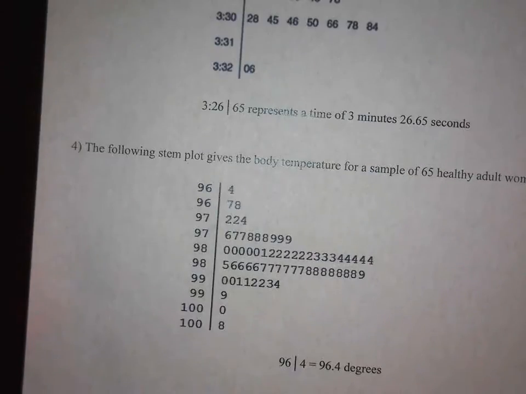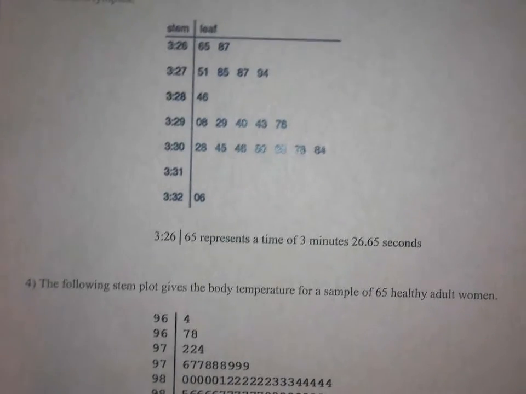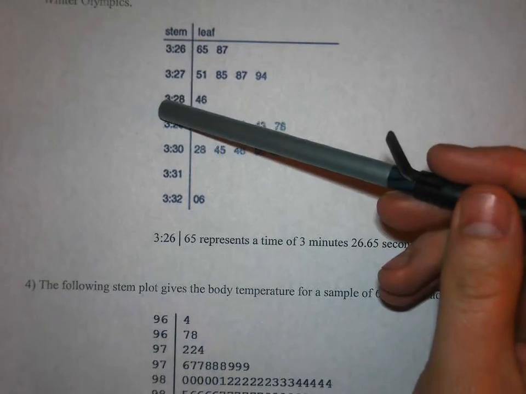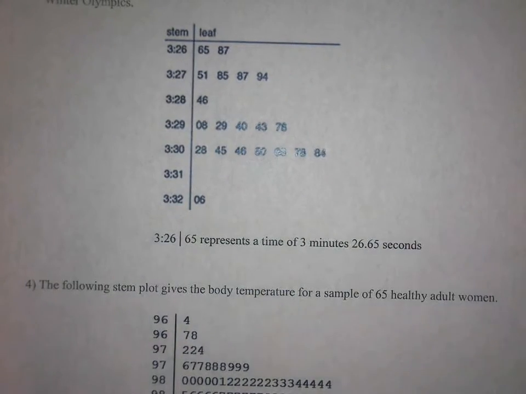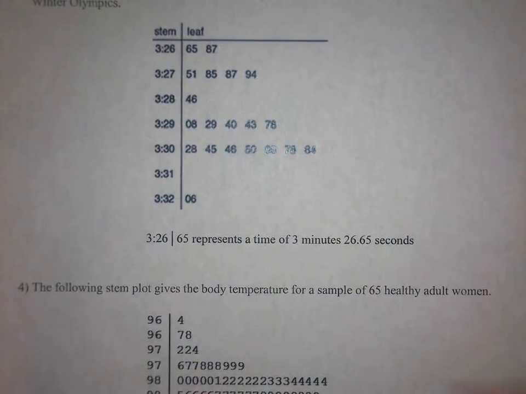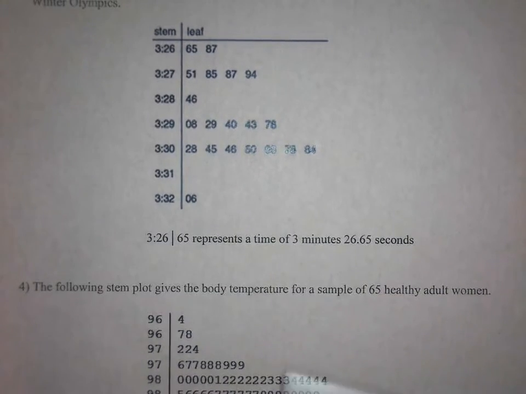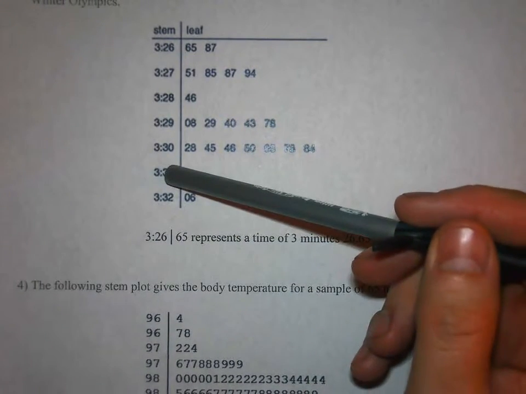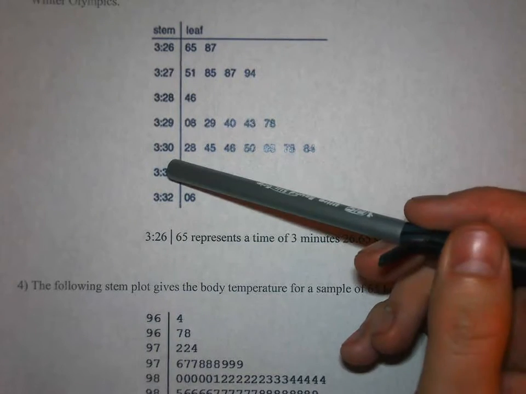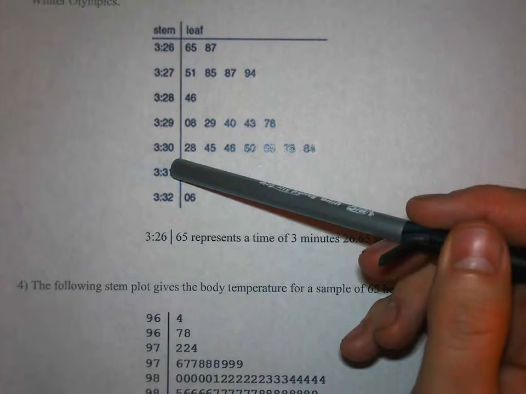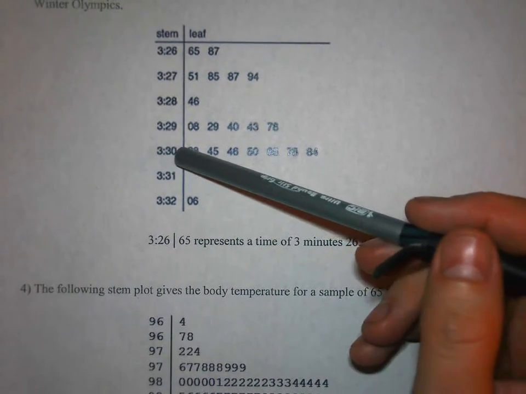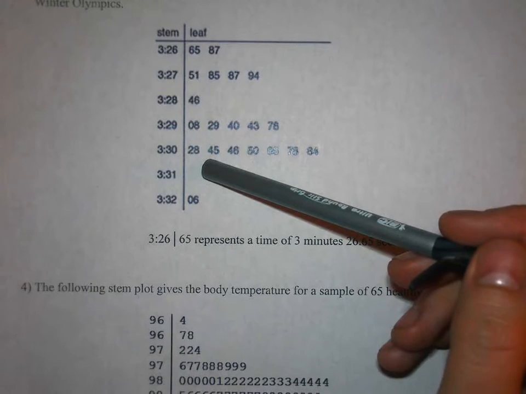Okay, and then the last one, and I should point out in this one too, is that when you do a stem and leaf, you shouldn't skip stems, because part of the idea is you want to see how the data is spread out and what the data set looks like and how close the data values are to each other. So even though there was no one that had 3 minutes 31 point anything, you still put that 3:31 in there. You don't skip over it and then put the 3:32. You actually enter the 3:31, so you can see there was nobody in there.